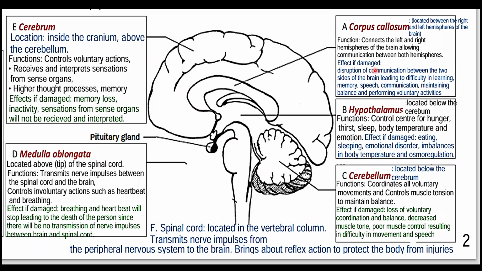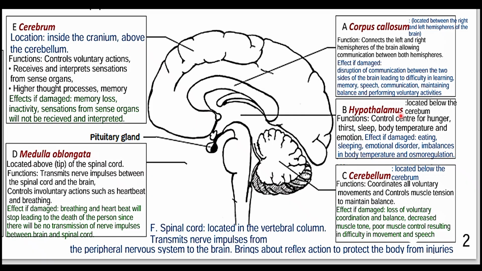If the corpus callosum is damaged, it will lead to a disruption of communication between the two sides of the brain, and it will lead to difficulty in learning, memory, speech, communication, maintaining balance, and performing voluntary activities. So, those are the things you need to know. There are three things you need to know: the location, function, and effect if damaged.